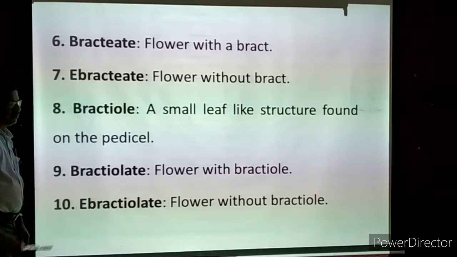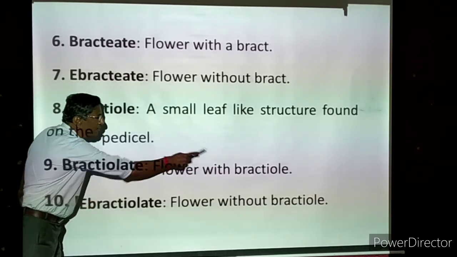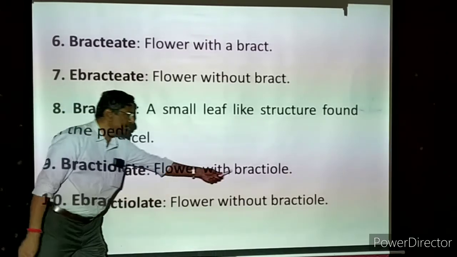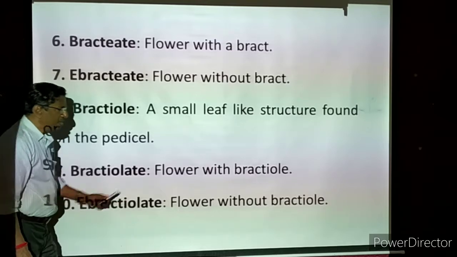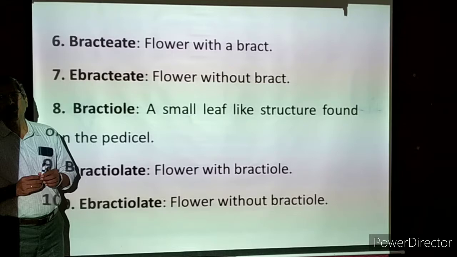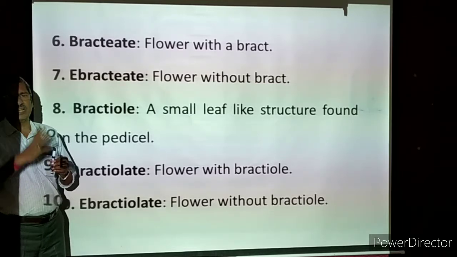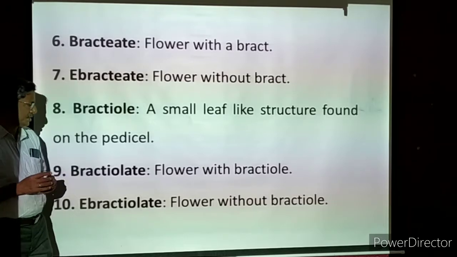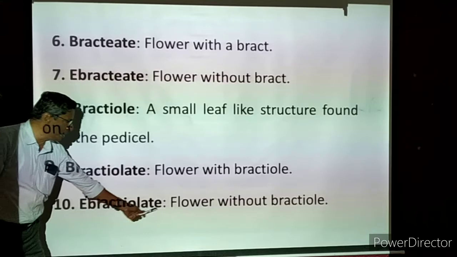It is called a bracteole. Bracteolate flower. What is the meaning of bracteolate flower? The flower with the bracteole. That means the bracteole is present on the pedicel. Ebracteolate, a flower without bracteole. That means you are seeing that stalk, the full length of the pedicel, but nowhere you can find a leaf-like structure. That means bracteole is absent. So the flower without bracteole is called the ebracteolate.